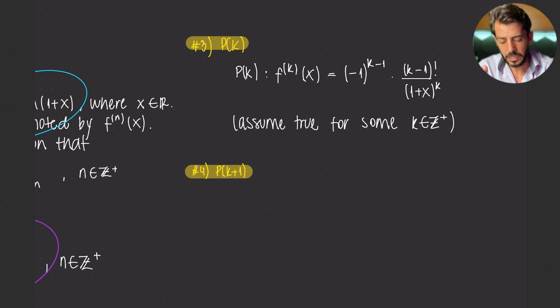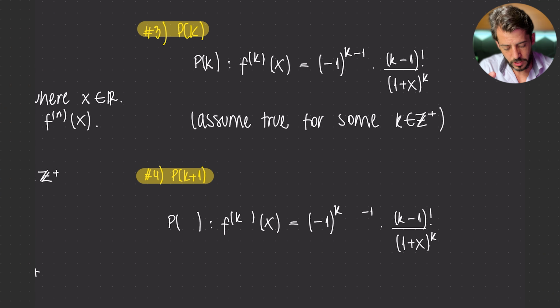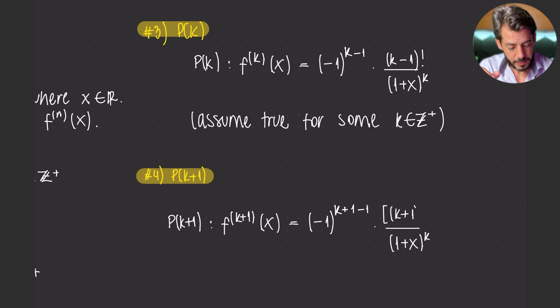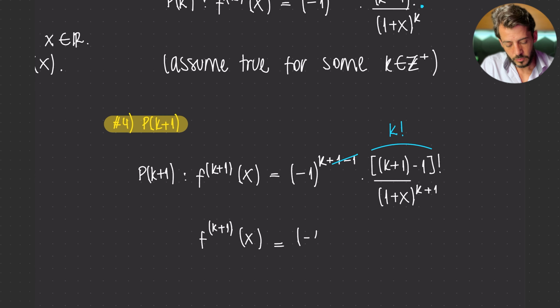Now, what is P(k+1), which is the inductive step? Well, if we get to the right result, we should get for P(k+1) the following expression. And notice that what we are doing is replacing k by k+1 using P(k) as a reference. And of course, you can simplify this to k!, which shows to us that the (k+1)th derivative of f(x) should be this one.